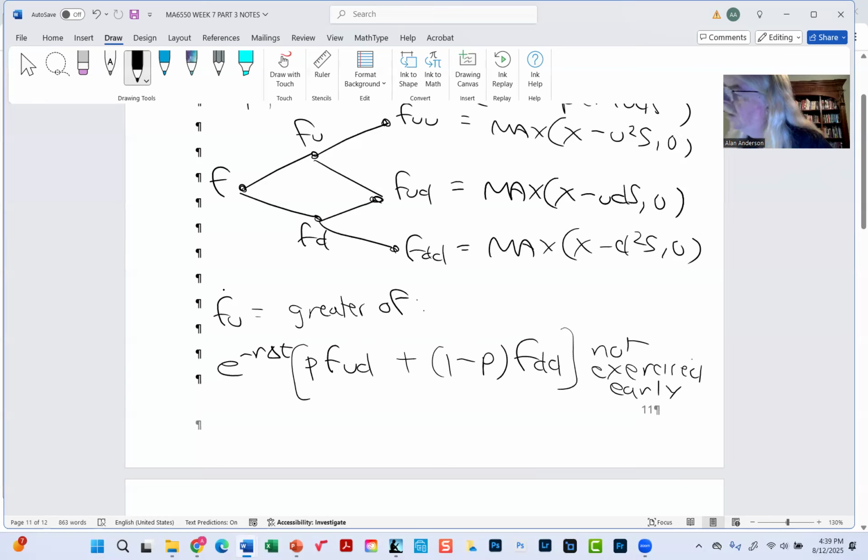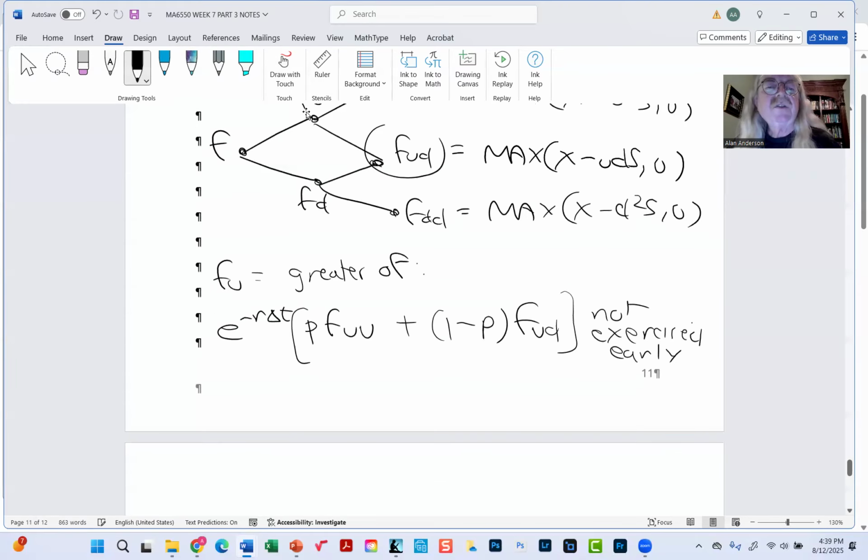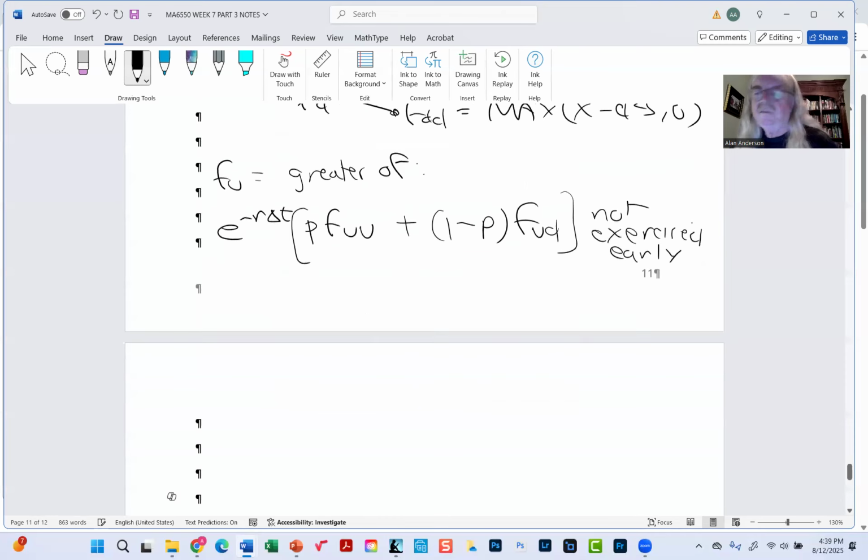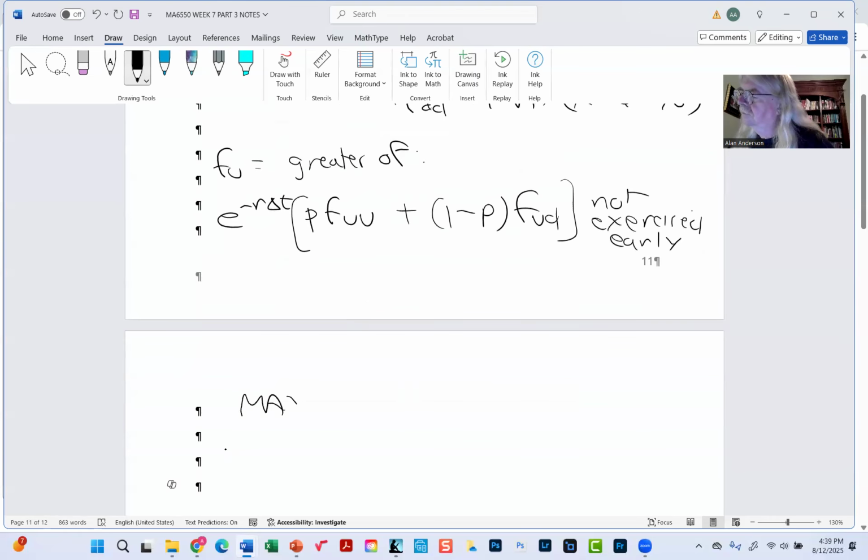Oh, wait a minute. Sorry, I just realized, no, FU means we can reach FUU, or FUD. My mistake. That's better. This is UD, because we can reach either one of these from FU. But if we do exercise early, remember at this node, the stock price is US.